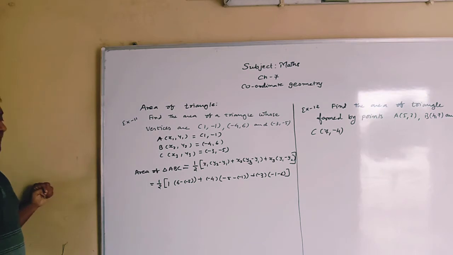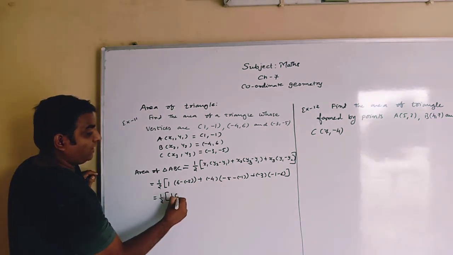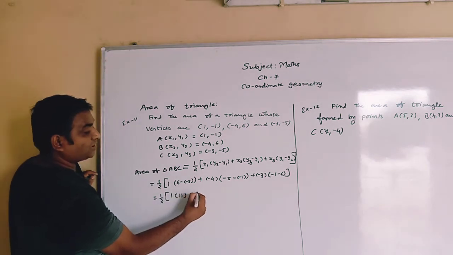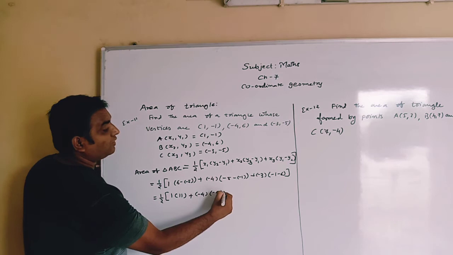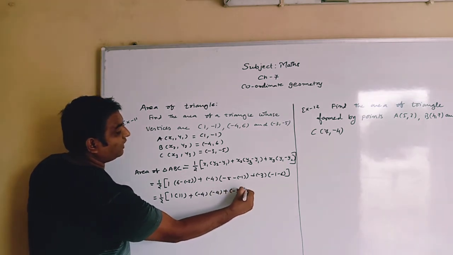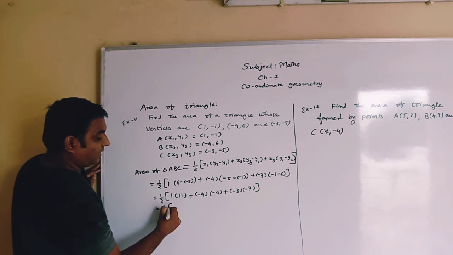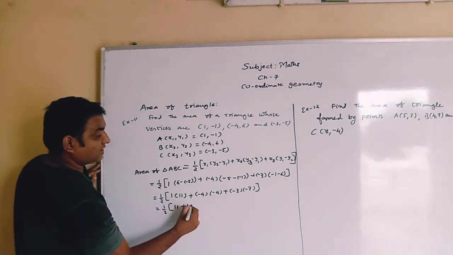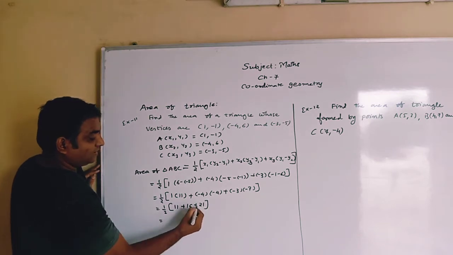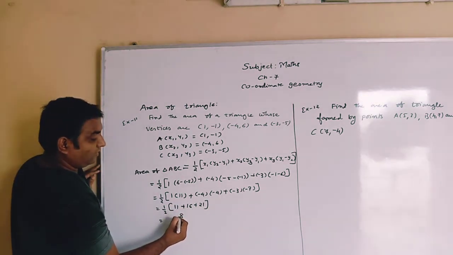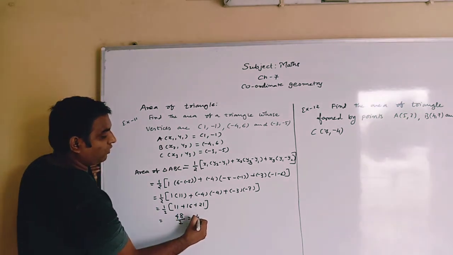And so we will have 1 by 2 [1 into 11 plus −4 into −5 plus −3 into −7]. We open the bracket: 11 plus 20 plus 21. So the addition will be 52, and 48 by 2. So the area is 24 square units.